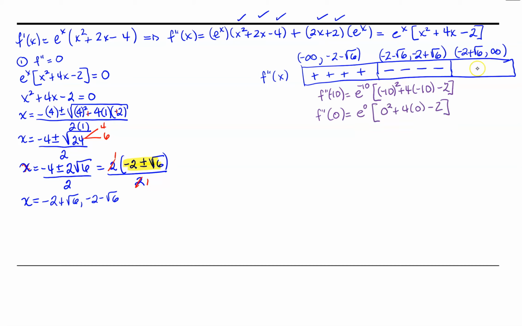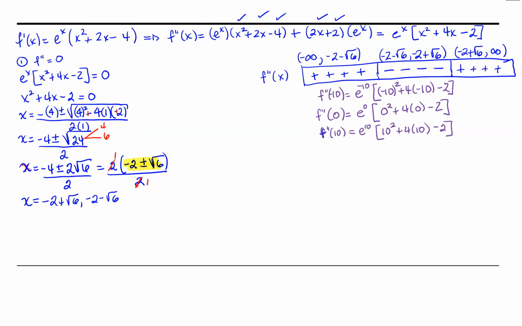Choosing a value in our third interval, let's choose x equals 10. So then we can say that f double prime at 10 is e to the 10 times 10 squared plus 4 times 10 minus 2. And e to the 10 is positive, and 10 squared plus 4 times 10 minus 2 is also positive. The product of two positive numbers is positive. So our second derivative is positive on that third interval.